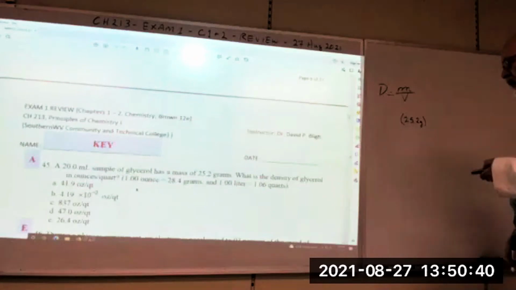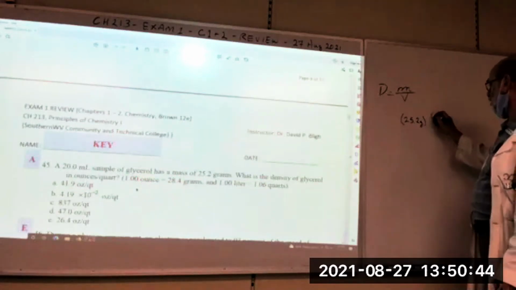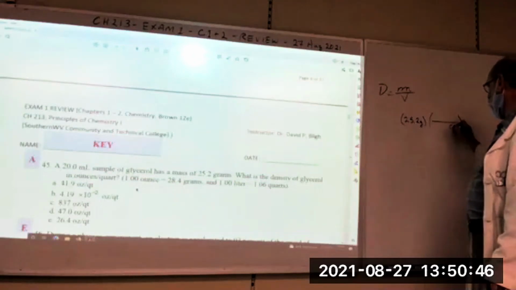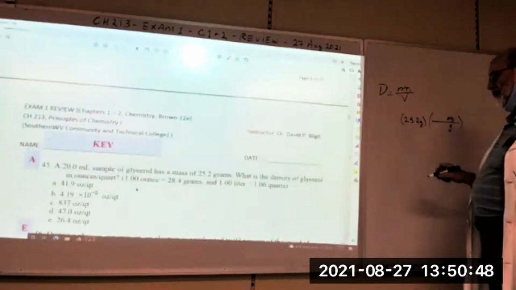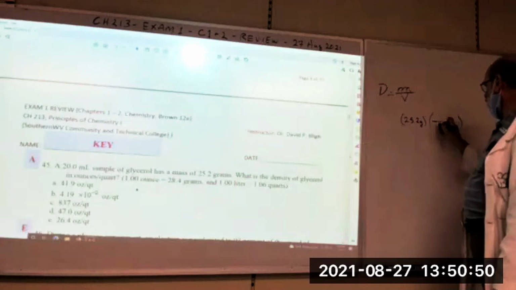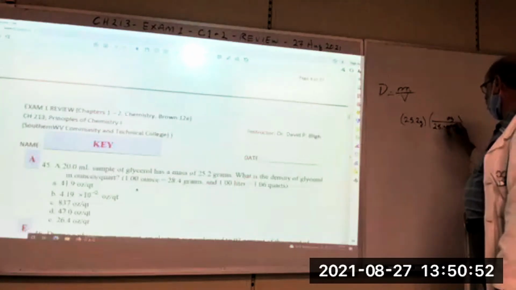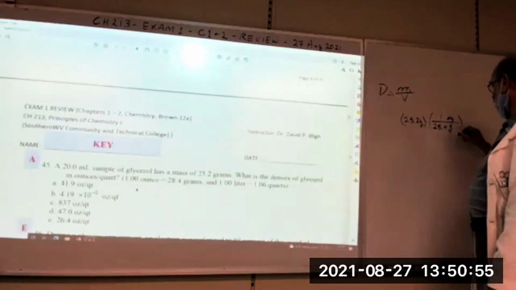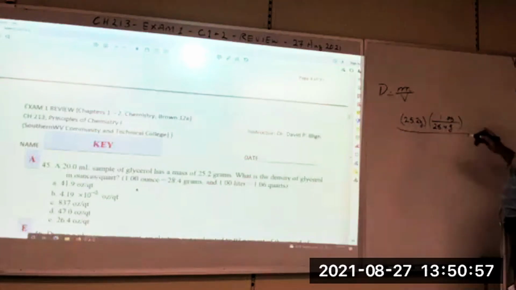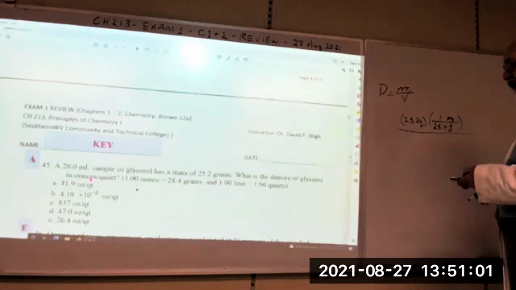Okay, so what have we been given here? This many grams equals an ounce. So that's a simple conversion. 28.4 grams equals 1 ounce. Right? So there's our ounces. That's mass. And then the volume is 20 milliliters.